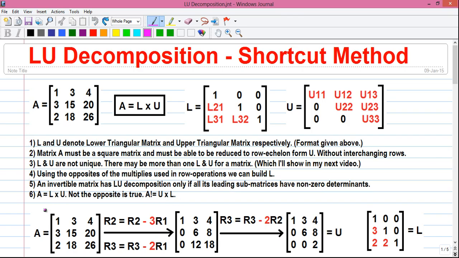So this was the basics. Let's start the calculation. So this is our original matrix A, rewritten once again.